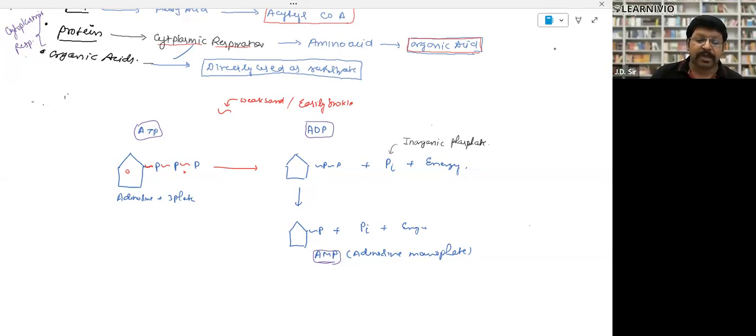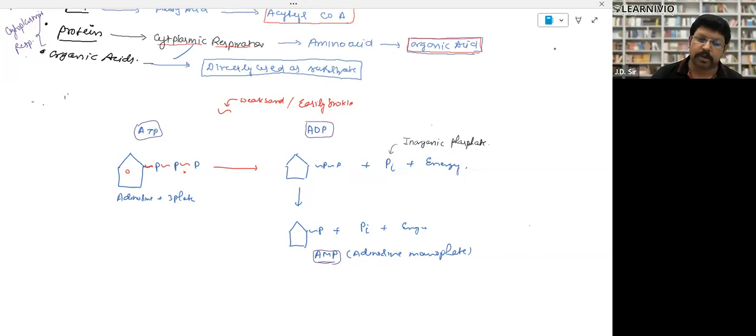This AMP will make a bond with one more phosphate, and we call it adenosine diphosphate, right? ADP will become ATP. How? One more phosphate will join, and ADP will become ATP. So that's how the reverse process is the energy generation process, and the other process is called the energy expenditure process. Got it? Clear?